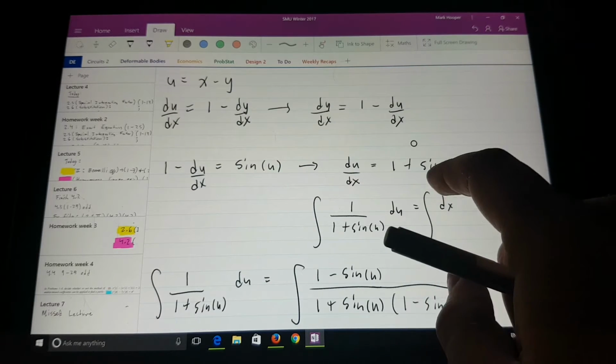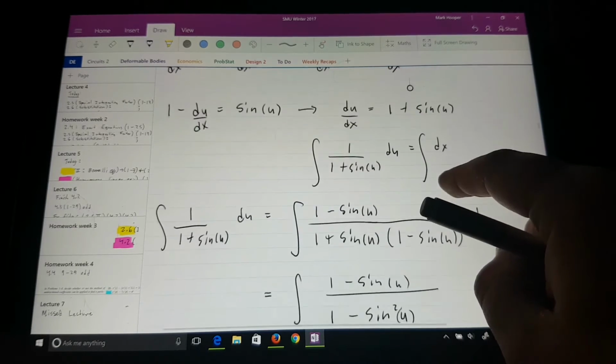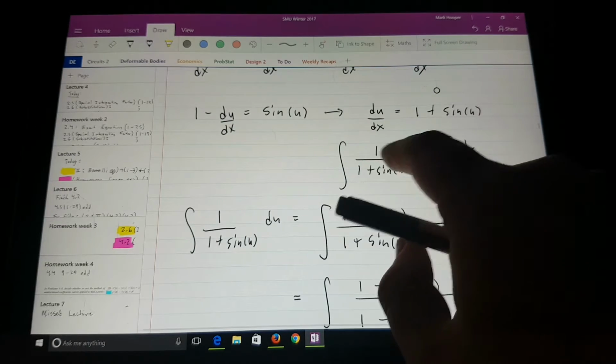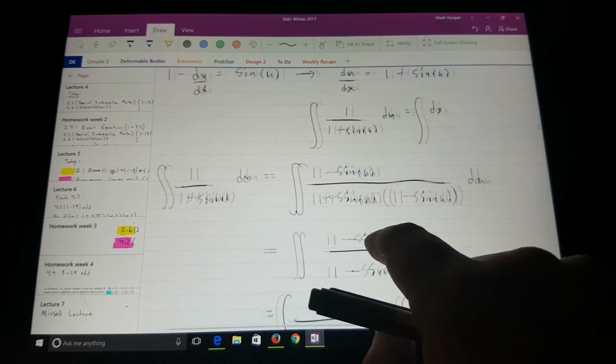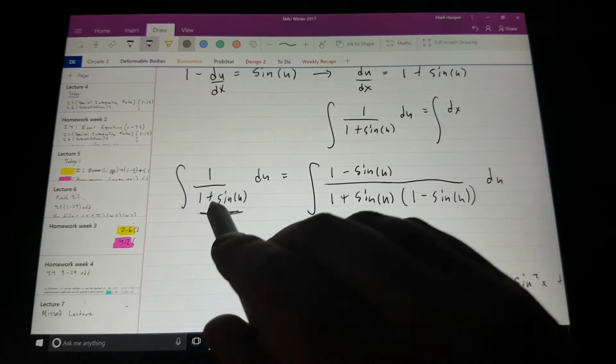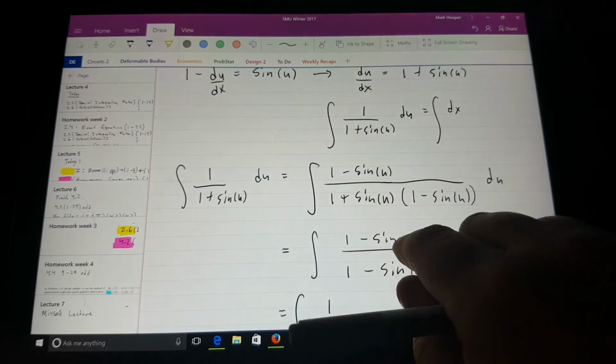So this one's separable, then this is just dx. Now we're going to take this apart and take a closer look at it. This is going to be 1 plus sine u on the bottom.